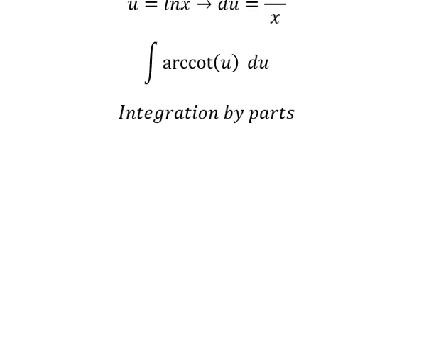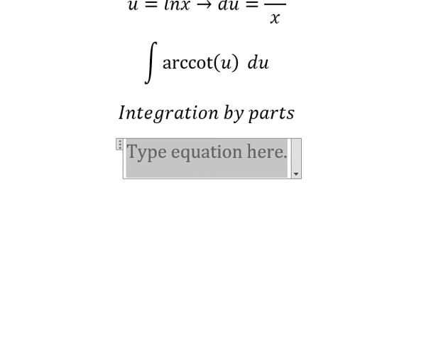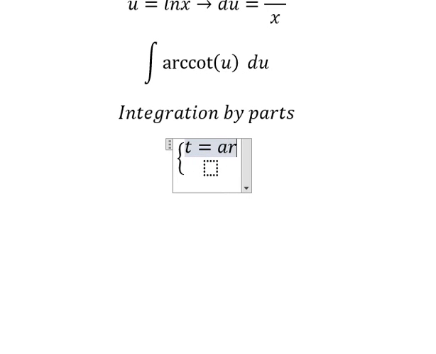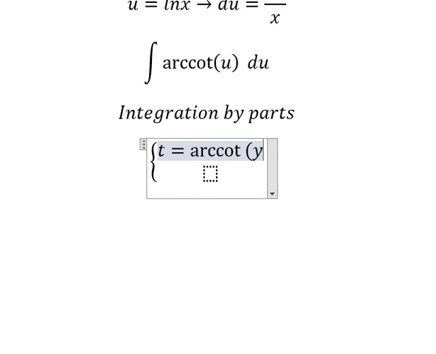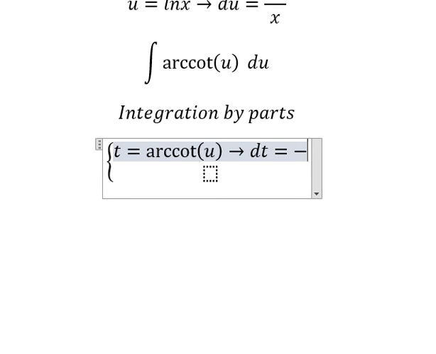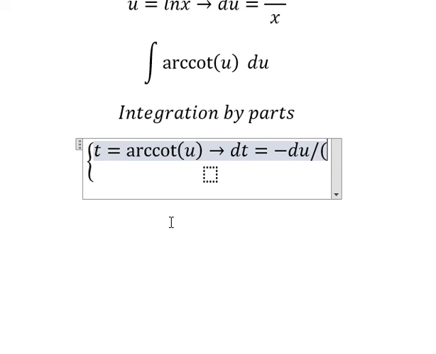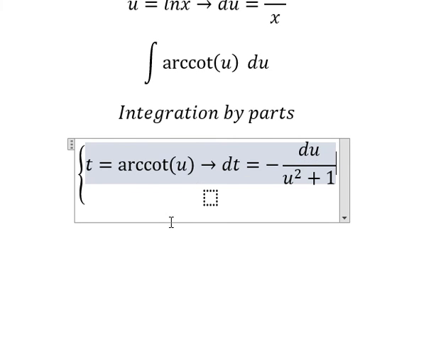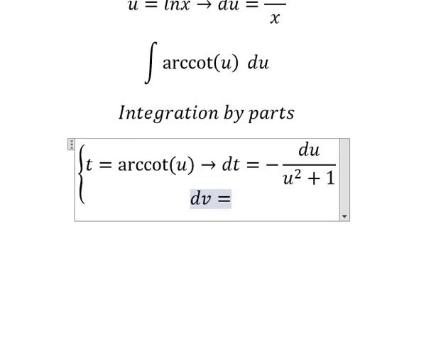So I will put t equals arccot of u. Later we first take the derivative of both sides, and we have negative du over u squared plus 1. dv we have du. So the integration of this one, we have v equals u.